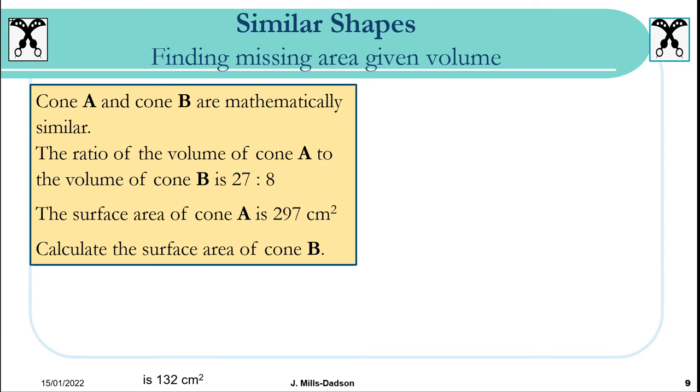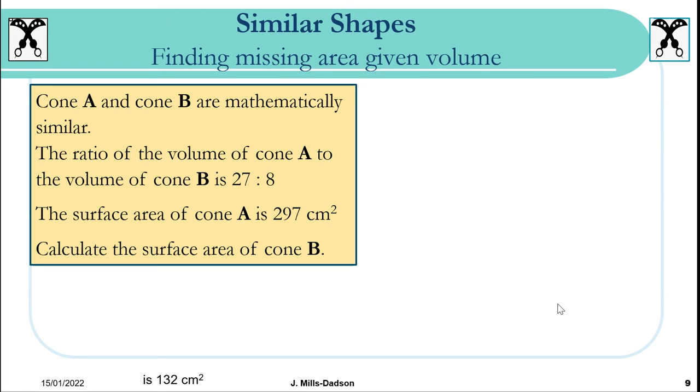Now, this is another typical exam question. Take a minute to read the question. Cone A and cone B are mathematically similar. The ratio of the volume of cone A to the volume of cone B is 27:8. The surface area of cone A is 297 cm squared. Calculate the surface area of cone B. So this is a mixture of volume and area, and we are supposed to work out the area of cone B.